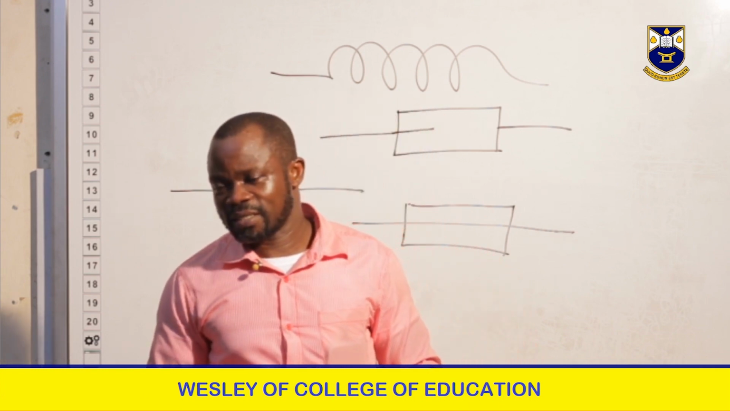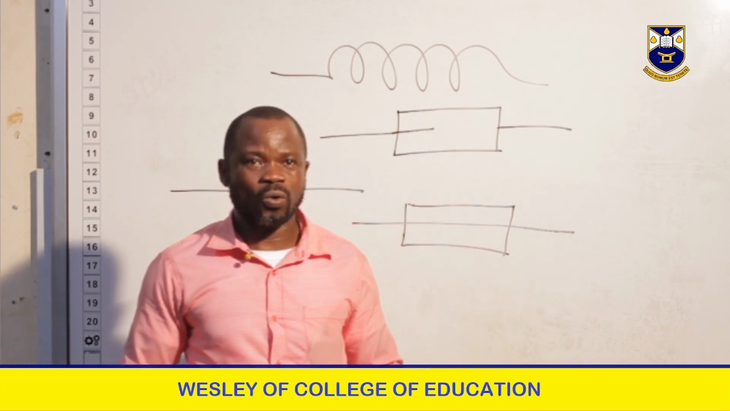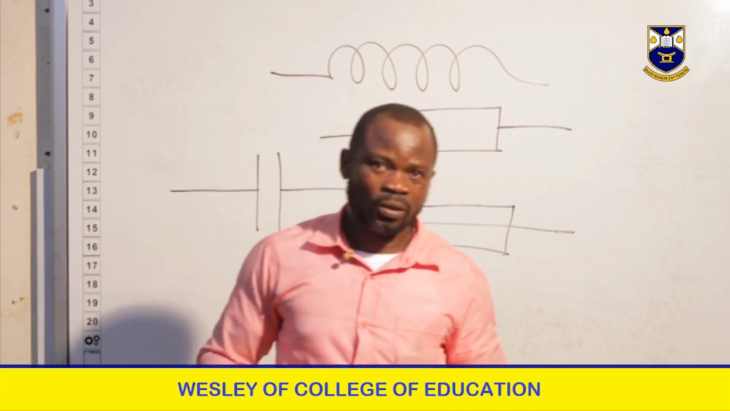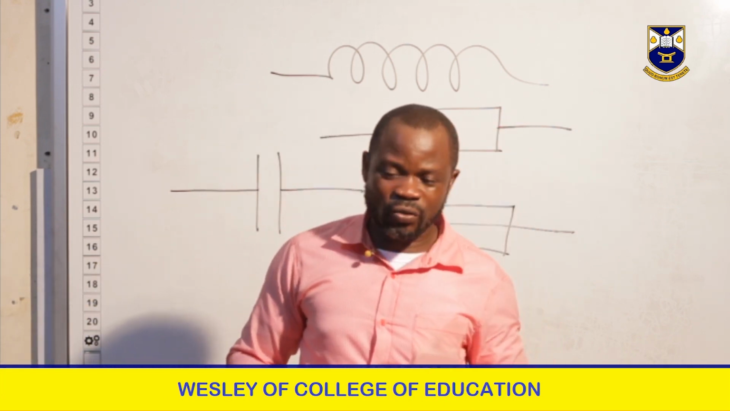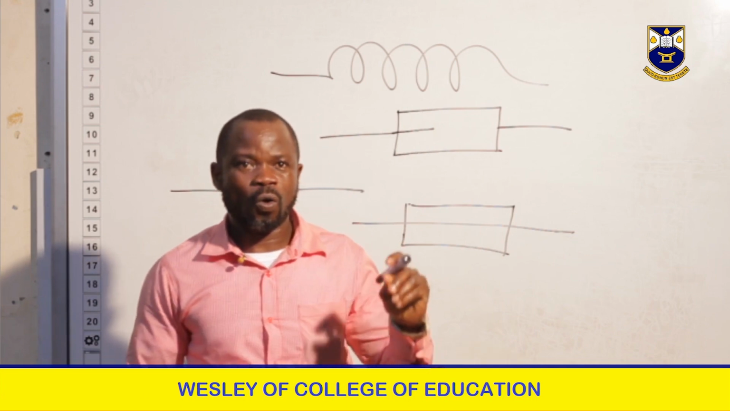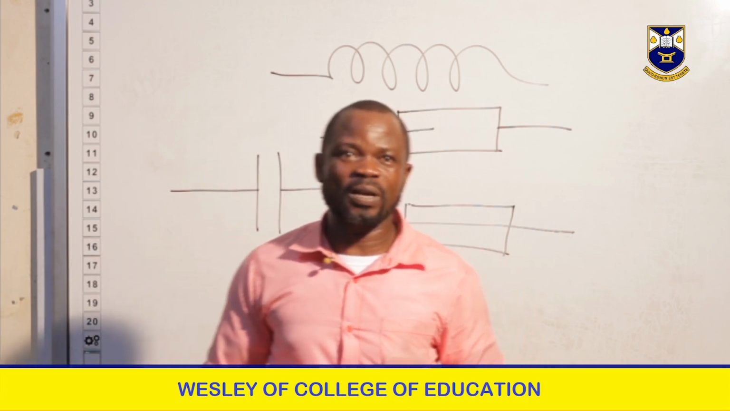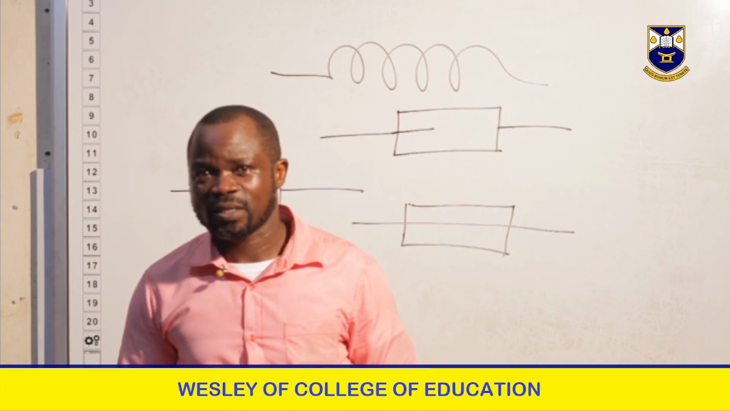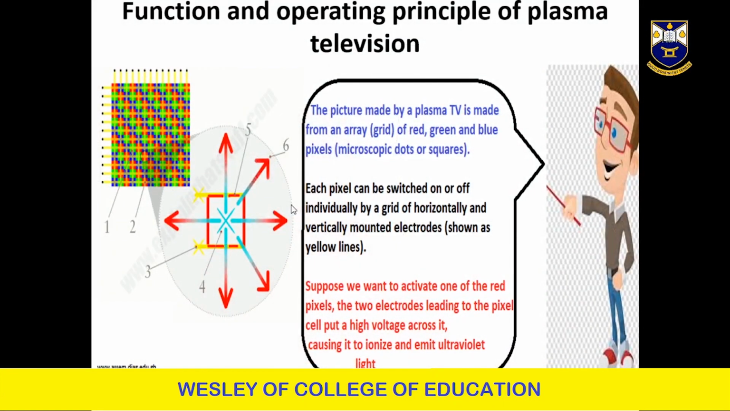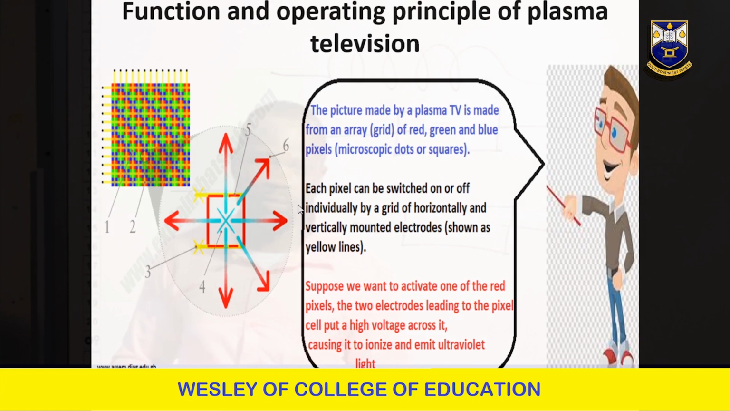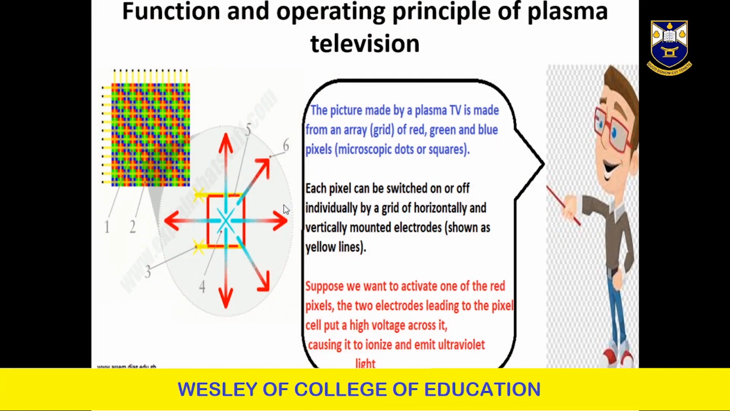In fact, the plasma TV, as we all know, has a screen, and on the face of the screen we are told there are some codes. And so we said the picture made by a plasma TV is made from an array or grid of red, green, and blue pixels, microscopic dots or squares.